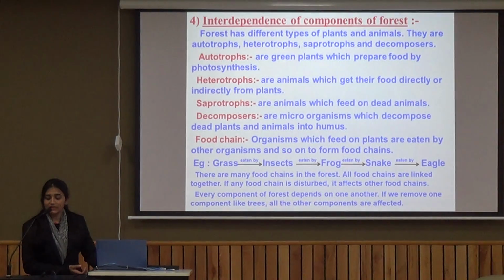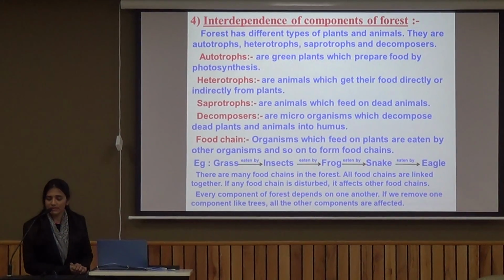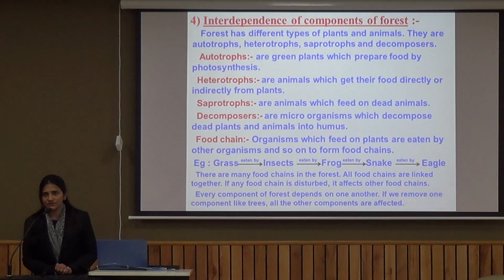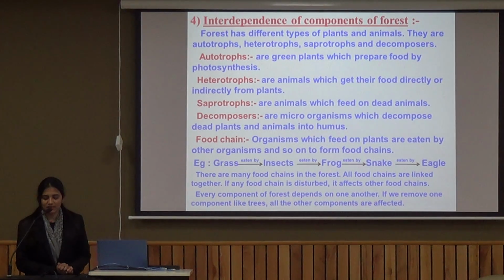Now the interdependence of components of the forest. Now forest has different types of plants and animals. They are autotrophs, heterotrophs, saprotrophs and decomposers. The autotrophs are the green plants which prepare food by the process of photosynthesis. The heterotrophs are animals which get their food directly or indirectly from plants, and the saprotrophs are the animals which feed on dead animals. Decomposers are microorganisms which decompose dead plants and animals into humus.